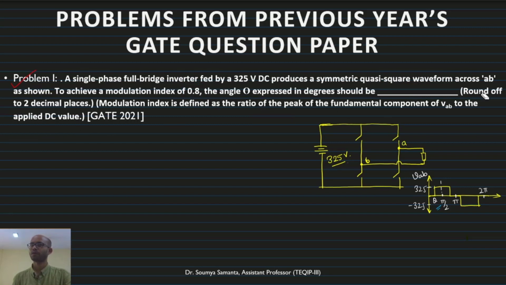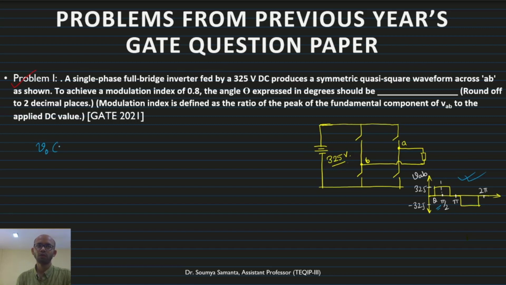Now the modulation index definition is given here. Modulation index is defined as the ratio of the peak of the fundamental component of AB to the applied DC value. So if we can find out the peak of the fundamental component of VAB, then possibly we will be able to solve it. For that we have to express this waveform in terms of various frequencies, and from that we take the fundamental frequency, and from there we will be able to solve it.